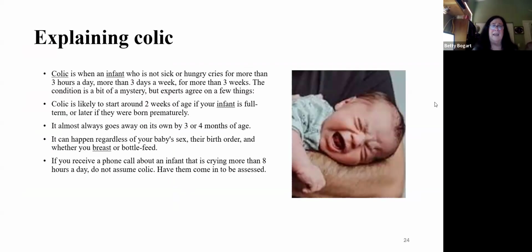The one thing about colic is sometimes we'll get phone calls saying, hey, my baby's been crying and crying and crying. I don't know what to do. What can I give him? Never ever think that it's only colic. Any baby with abdominal pain really needs to be seen by a physician because it could be something really bad.